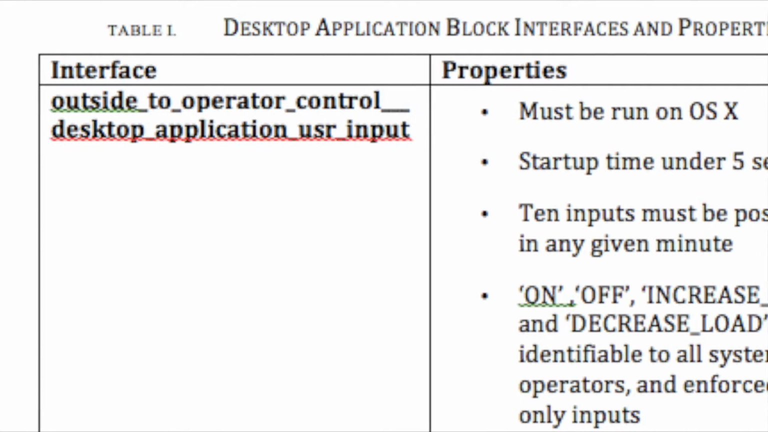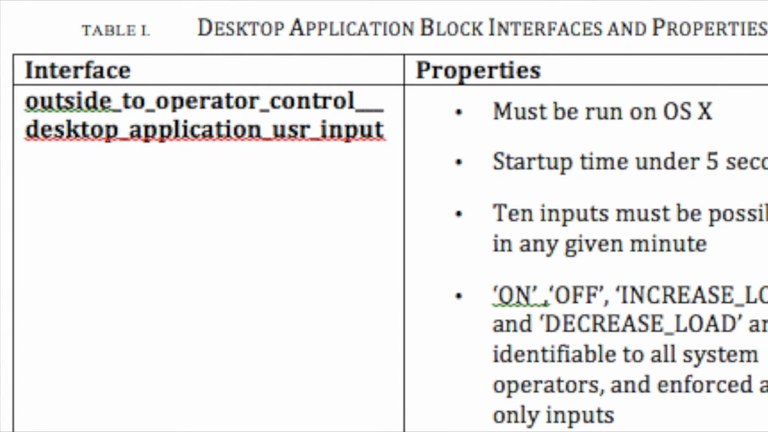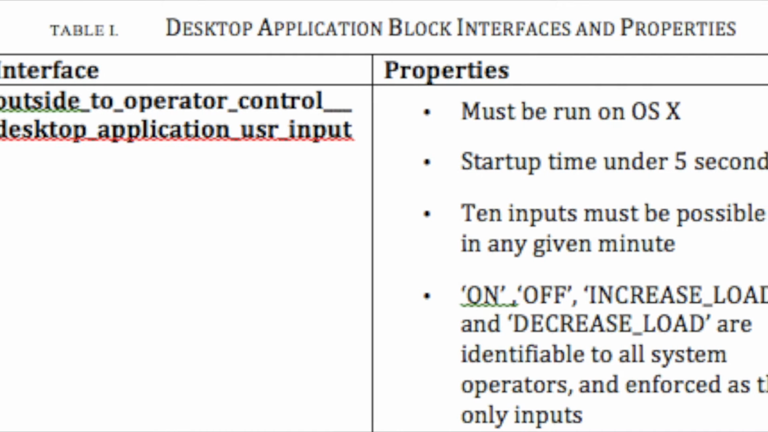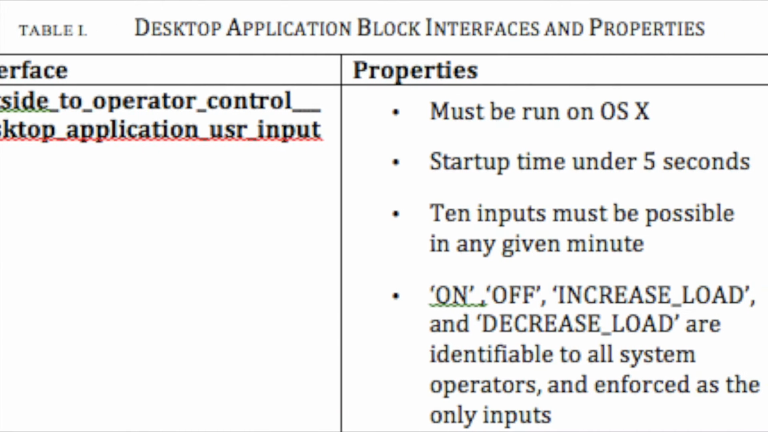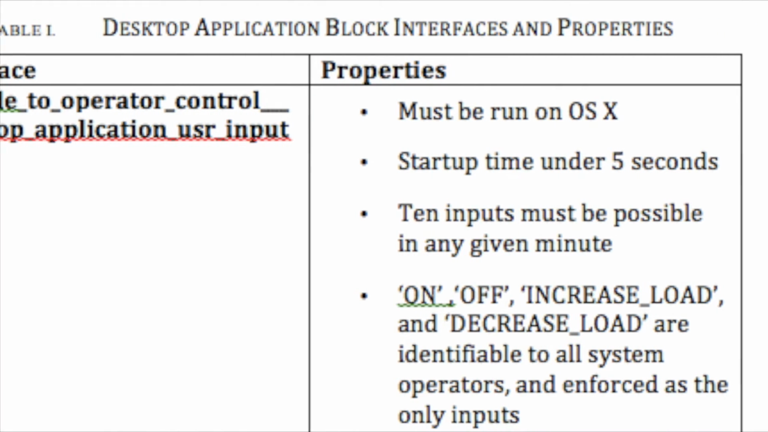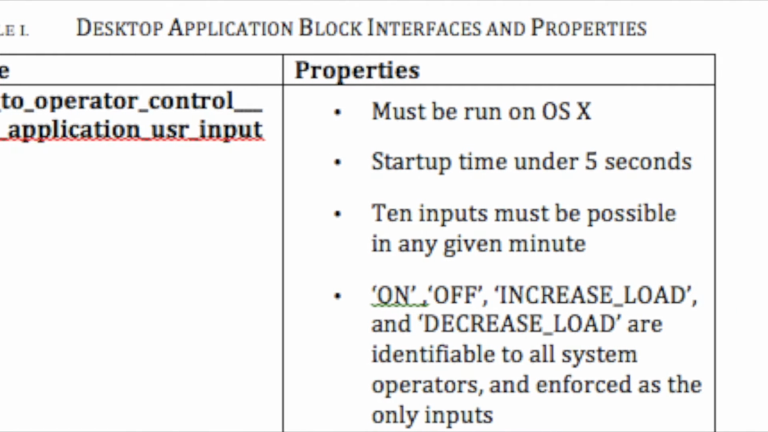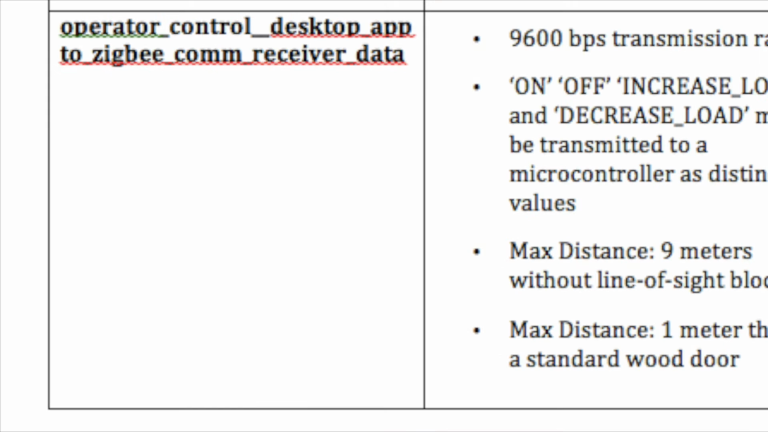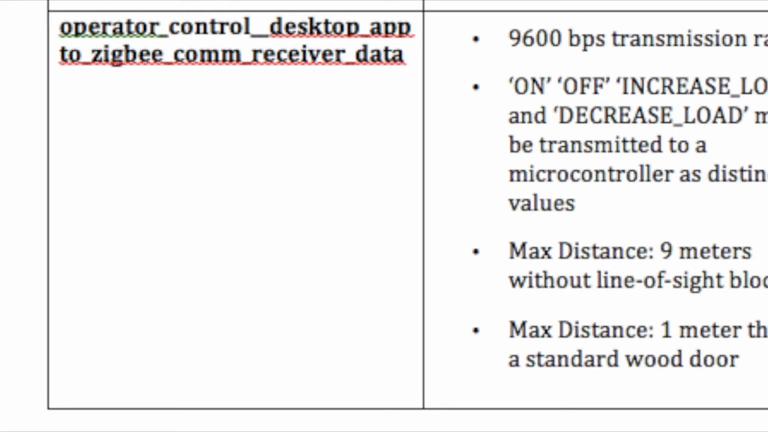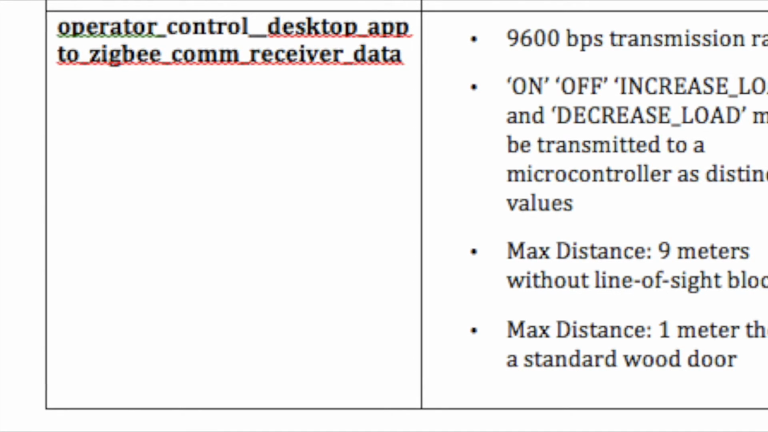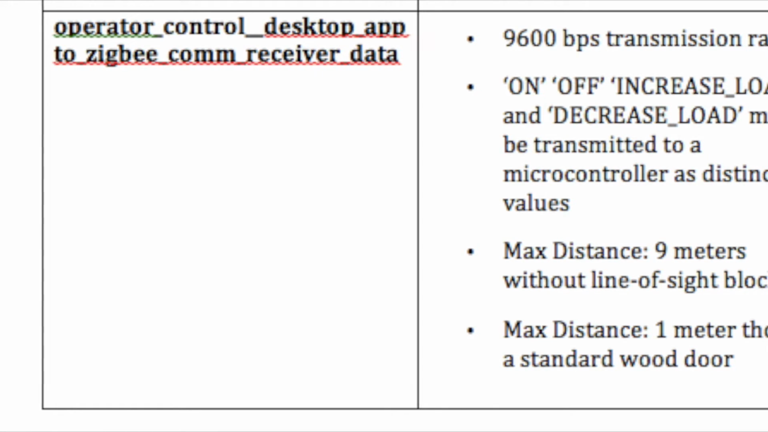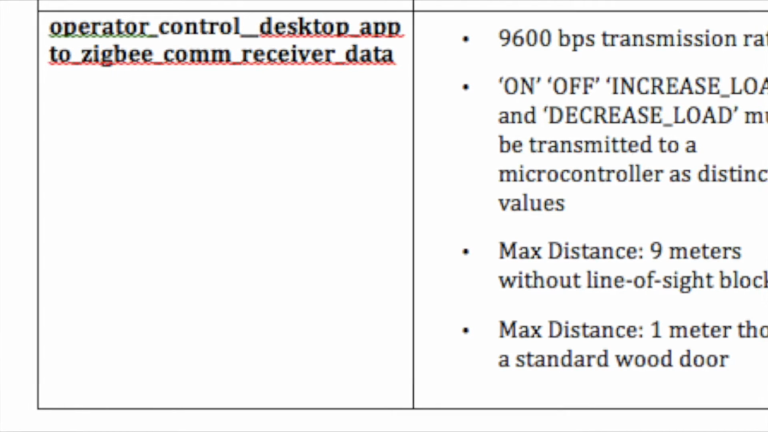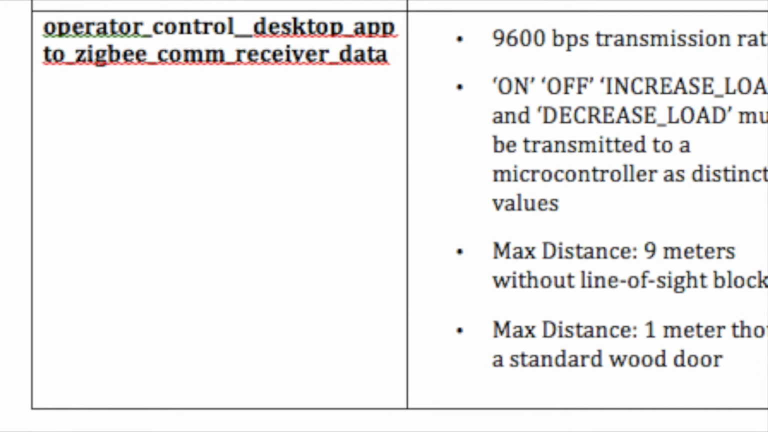This video will utilize 2 tests to demonstrate the following properties. The application can run on OS X. The application has a startup time of under 5 seconds. 10 inputs can be transmitted in a given minute. The transmissions can go over a distance of 9 meters without any line-of-sight blockage. The transmissions can go a distance of 1 meter through a standard wood door.